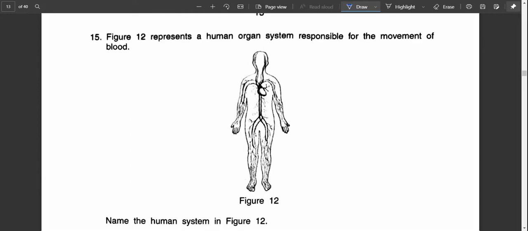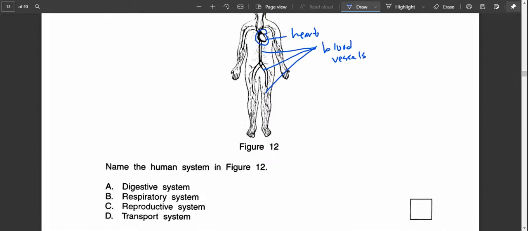Number 15. Figure 12 represents a human organ system responsible for the movement of blood. So organ system responsible for blood. So you have the heart there, and you also have all these blood vessels around your body, and inside the blood vessels there is blood, and the name of this system where you have your heart and blood vessel is called transport system. It's D. Another name for it is circulatory system, so it's D.